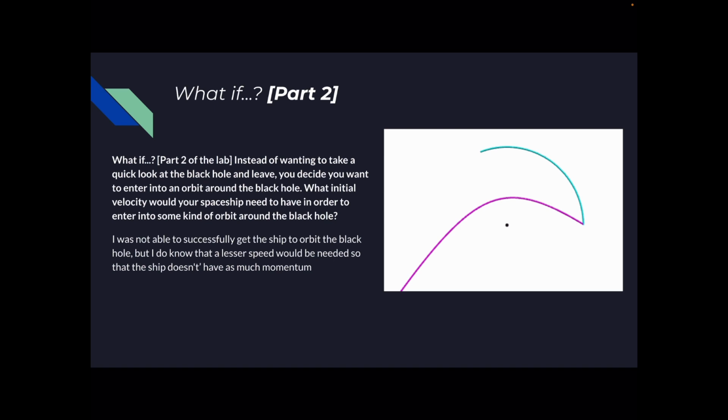So what if instead of just trying to fly past the black hole, we're actually trying to orbit it, and what initial velocity would be needed? I was not able to successfully get the ship to orbit the black hole, but I do know that a lesser speed would be needed so that the ship doesn't have as much momentum, and the gravitation coming from the black hole can pull it in and keep it in orbit.